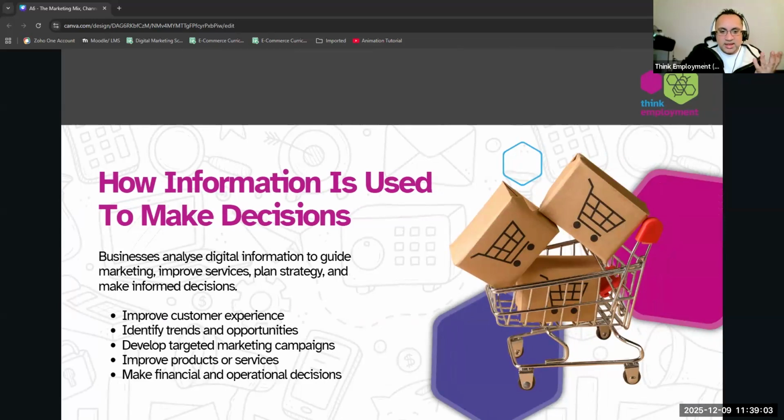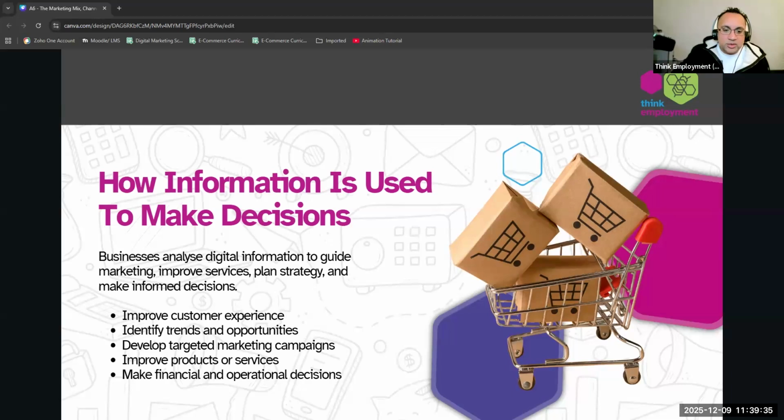Well, businesses analyze the digital information to guide marketing, improve services, plan strategy, and make informed decisions, just like Aldi would have made that decision to get that type of basket, to place those products at the far end, all the essentials. They're making a decision. They're getting fresh products on a daily basis. They're basically making sure that the quality is there at a good price, and they're doing that by getting local produce, right?